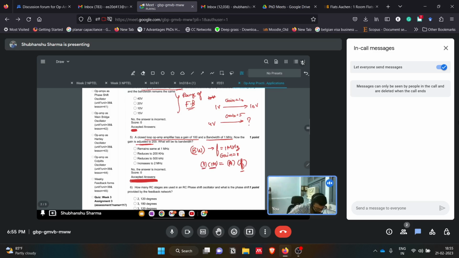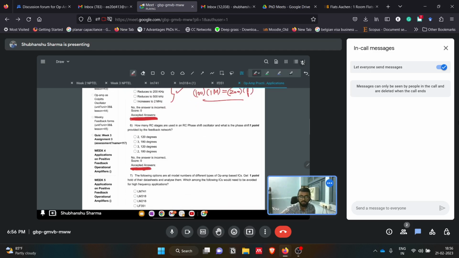A closed loop amplifier has a gain of 100 and a bandwidth of 1 megahertz. Now the gain is 200, what is its bandwidth? Sorry, we interpreted this wrongly. We have 100 as the gain, and we have 1 megahertz at that particular gain. Now the gain is adjusted to 200, and we don't know the frequency. We can easily get the frequency from there. So based on this, you can do this.